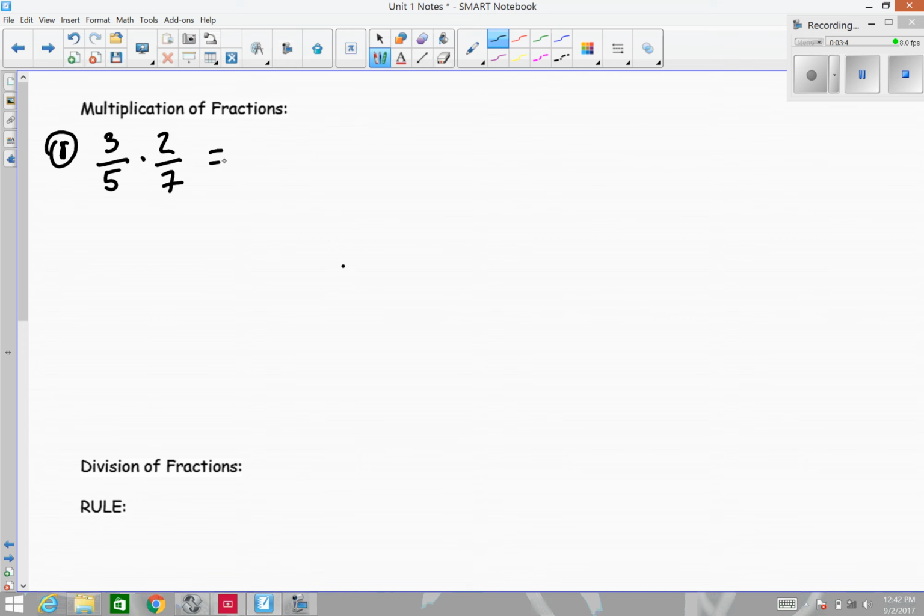My rule for multiplying, multiply my numerators. So I'm going to have 3 times 2 over, multiply my denominators, 5 times 7. Nothing that I can reduce or cancel out there, so I'm going to go ahead and finish that multiplication and get 6 when I multiply 3 times 2 over 35 when I multiply 5 by 7. So there's my fraction on that. Shouldn't be anything to simplify because I looked already and nothing was canceling out.